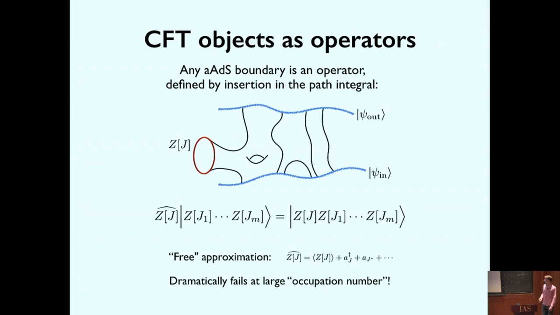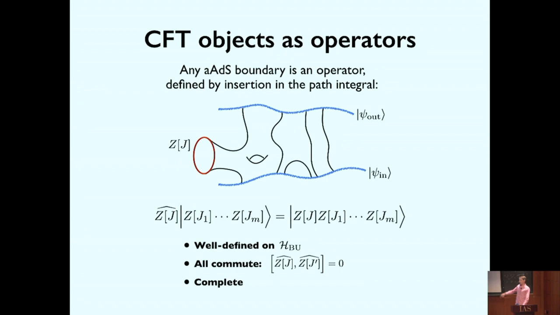Okay, so I told you that there's this gauge invariance. So you can check that these operators are actually well defined on the baby universe Hilbert space. When I take this quotient and throw out the null states, this operator is zero on the null states. So that's straightforward. They all commute. That means if I insert two of these operators, there's nothing in the path integral that tells me what order they're in.